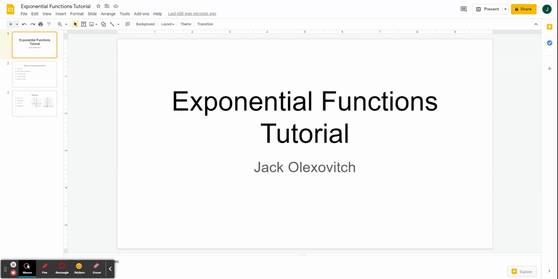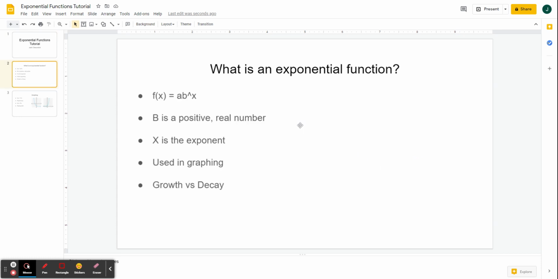So for this tutorial, we're looking at exponential functions. And this one's going to be a tiny bit different because we're going to spend some time with graphs, and it's going to be mainly about graphing since that's where exponential functions seem to come into play a lot. So what is an exponential function?